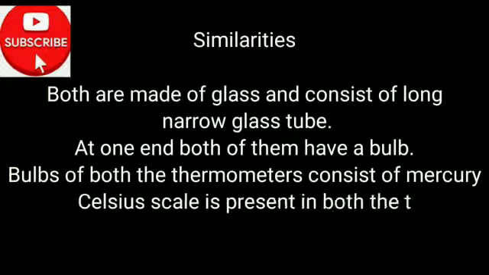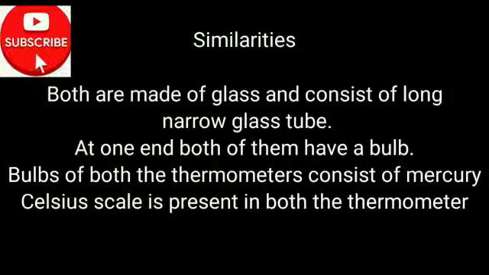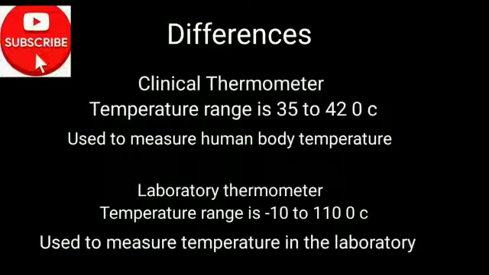At one end, both of them have a bulb. Bulbs of both the thermometers contain mercury. Celsius scale is present in both thermometers. Now let's discuss the differences between them.